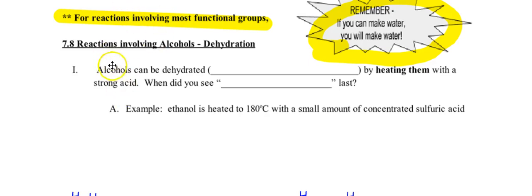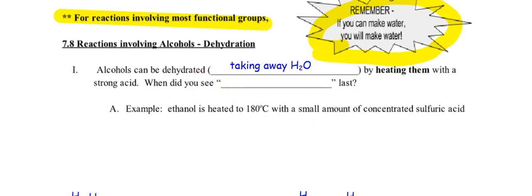So, alcohols can be dehydrated. Well, what does dehydrate mean? Remember, we did dehydrohalogenation. That was taking away a hydrogen and taking away a halogen. So, what do you think dehydrate means? Take away a hydrate. Well, what's another word for hydrate? It's water. If you are dehydrated, it means you're thirsty, you need more water, right? So dehydrated means you're going to take away water by heating them. That's pretty important, isn't it? You've heard that before. By heating them with a strong acid.